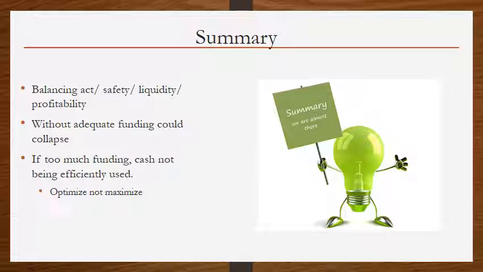So let's summarize everything we've just learned. Working capital is a balancing act. We're balancing safety, liquidity, and profitability. Over the long run, liquidity and profitability equal each other, but in the short run, this is where we're really concerned. In the short run, can I be liquid enough to meet my needs? Without adequate funding, you will collapse. If too much funding, then you're not really efficiently managing cash.